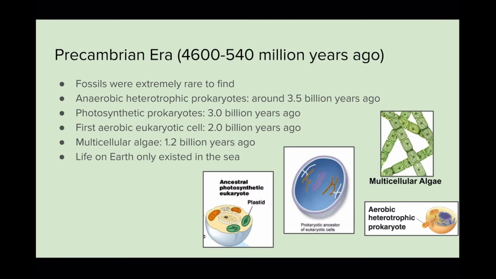Now, let's move on to major events of the periods, starting with the Precambrian era. The Precambrian era was around 4,600 to 540 million years ago. For this era, fossils are extremely rare to find. There were many anaerobic, heterotrophic prokaryotes that appeared around 3.5 billion years ago. However, photosynthetic prokaryotes appeared 3.0 billion years ago.